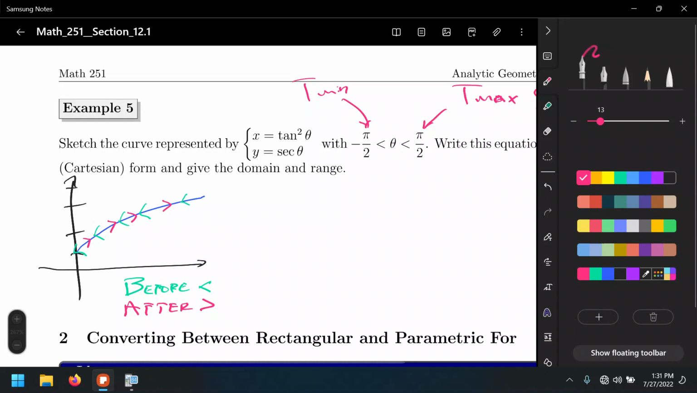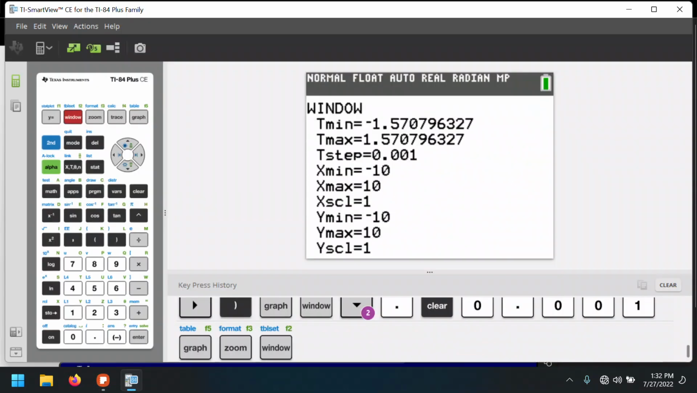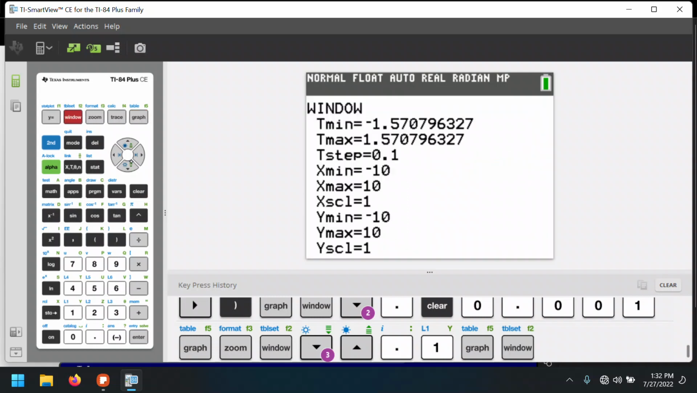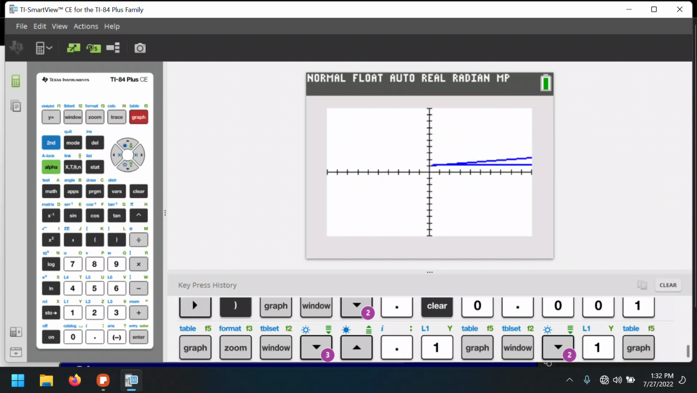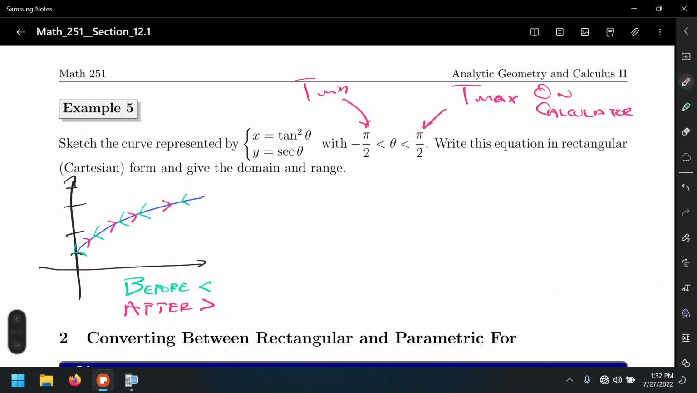For whatever reason, it's not being shown on my calculator this way. I don't know why, but I have a suspicion of why. Let me do something real quick. Let me change the t-step to 0.1. Hopefully, nope. Window. Oh yes, sort of, but not quite. Anyway, that's what's supposed to happen here, but for whatever reason it didn't show.